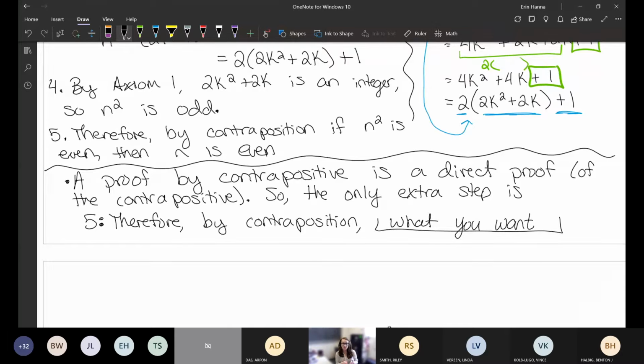So if you're asked to do a proof by contraposition, the first thing you're going to want to do is state the contrapositive. And then you're going to want to prove that contrapositive directly. Just like we were doing the other day, it almost seems weird because you're proving something that doesn't look like the thing you actually want to prove. And then at the very end, you throw in the therefore by contraposition, the actual thing you wanted to prove. Because since those two statements are logically equivalent, you can prove one or the other. And if you get one of them, you must have the other.